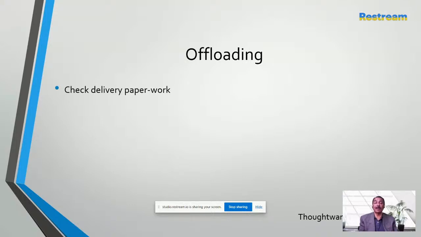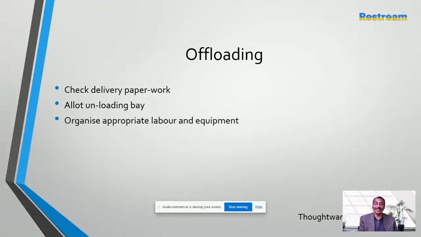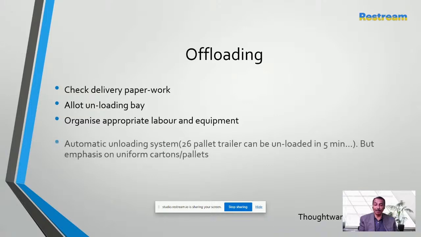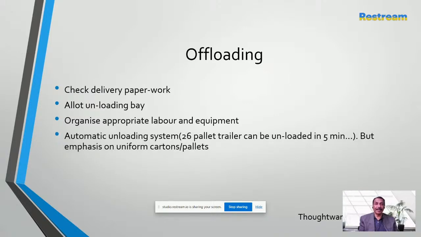Of course, even if you are not in this customs zone, you may also have to check as per the order whether the invoice or packing list is matching with the part code number and the quantity. Okay, and allot the unloading bay, organize appropriate labor and equipment. Automatic equipment, of course, in India, except in e-commerce platforms, we are not using to that extent. But maybe in the future, you may see even automatic unloading systems come.